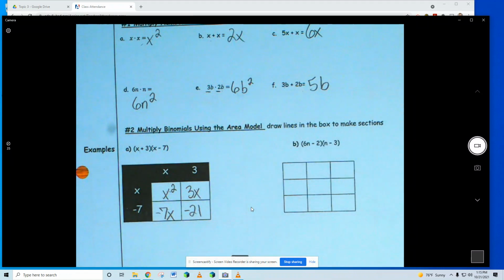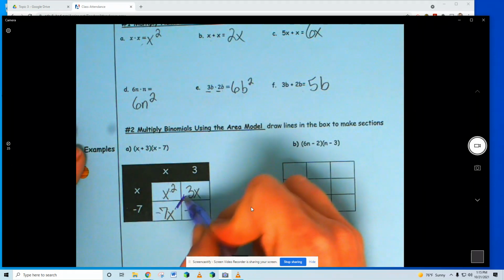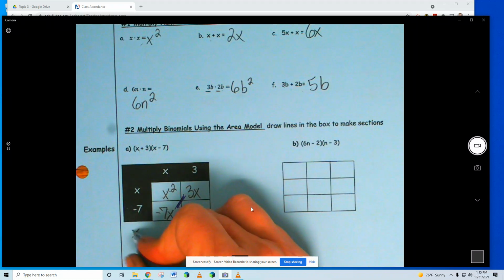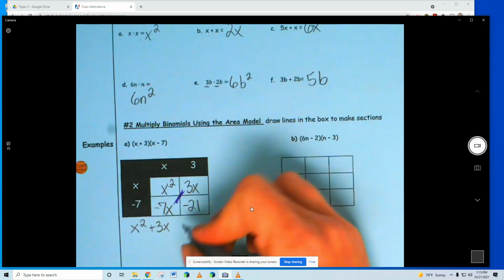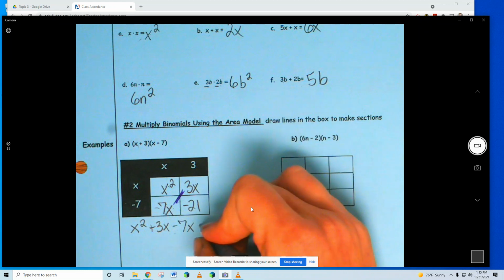All right, I have 4 terms here. I need to look at them. Well, I kind of noticed that these are the same backpack, right? X to the first power. So I'm going to write it all out. X squared plus 3x minus 7x minus 21.